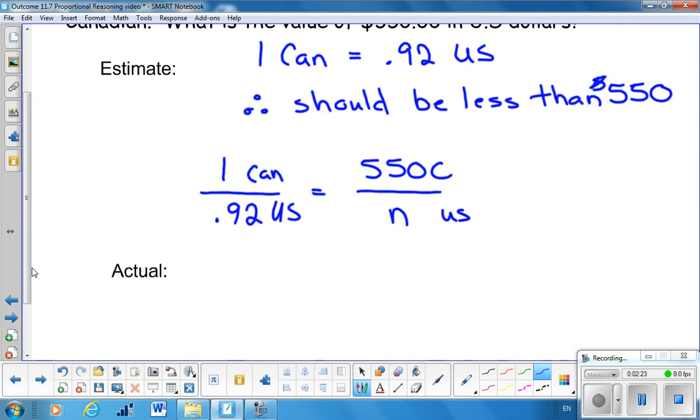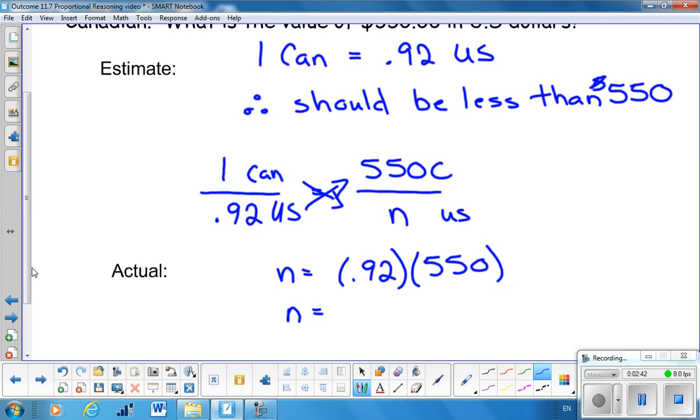We can multiply across the equal sign now that our proportion is set up. So 1 times n is n. On the other side, we are going to multiply .92 times 550. When we multiply that out, we end up with $506, and we're now in US funds. So 550 Canadian dollars on this day would have been worth 506 US dollars.